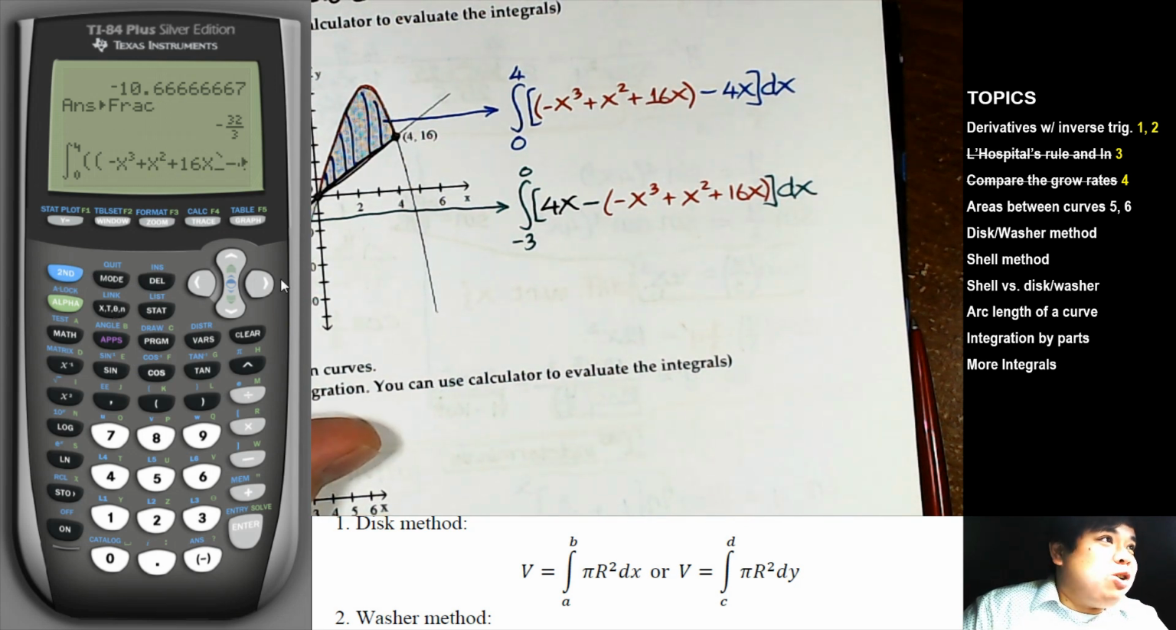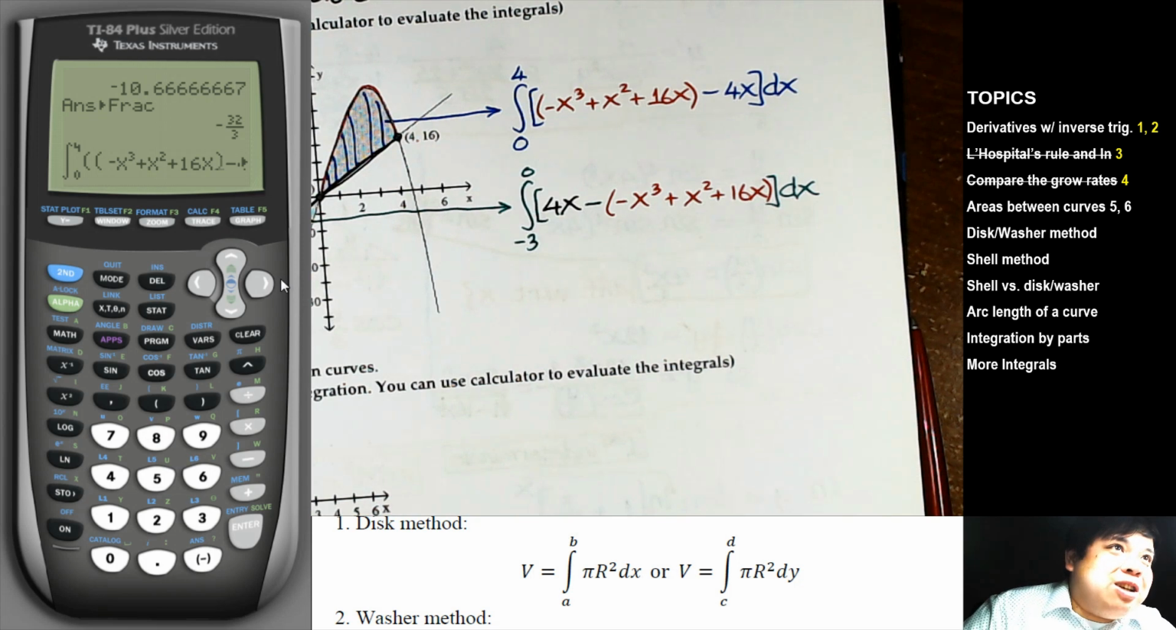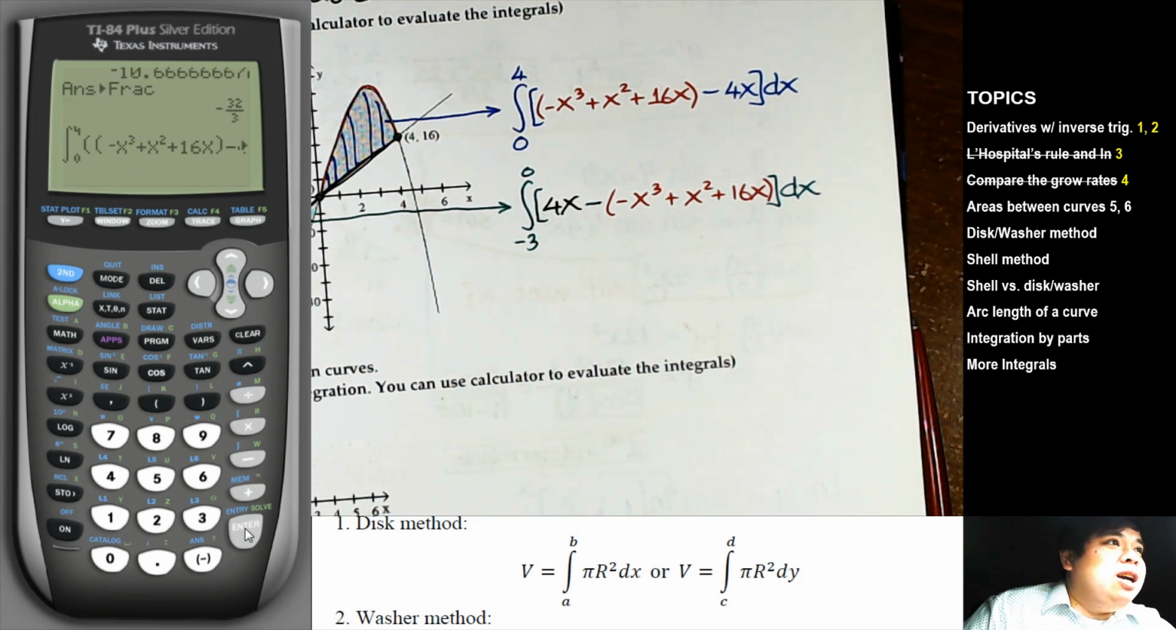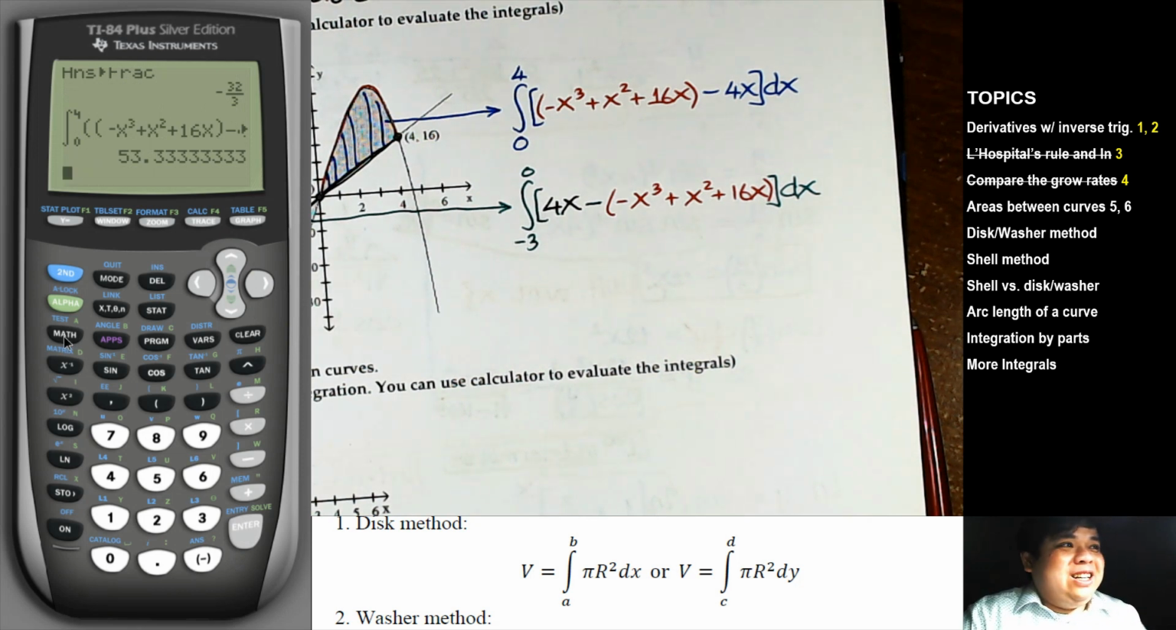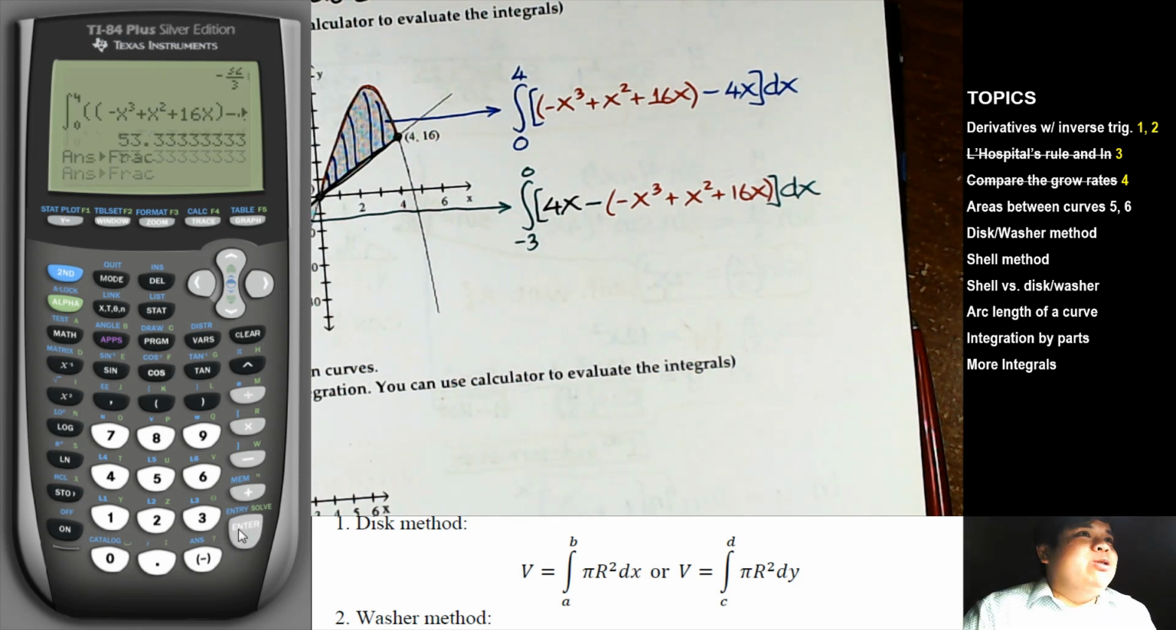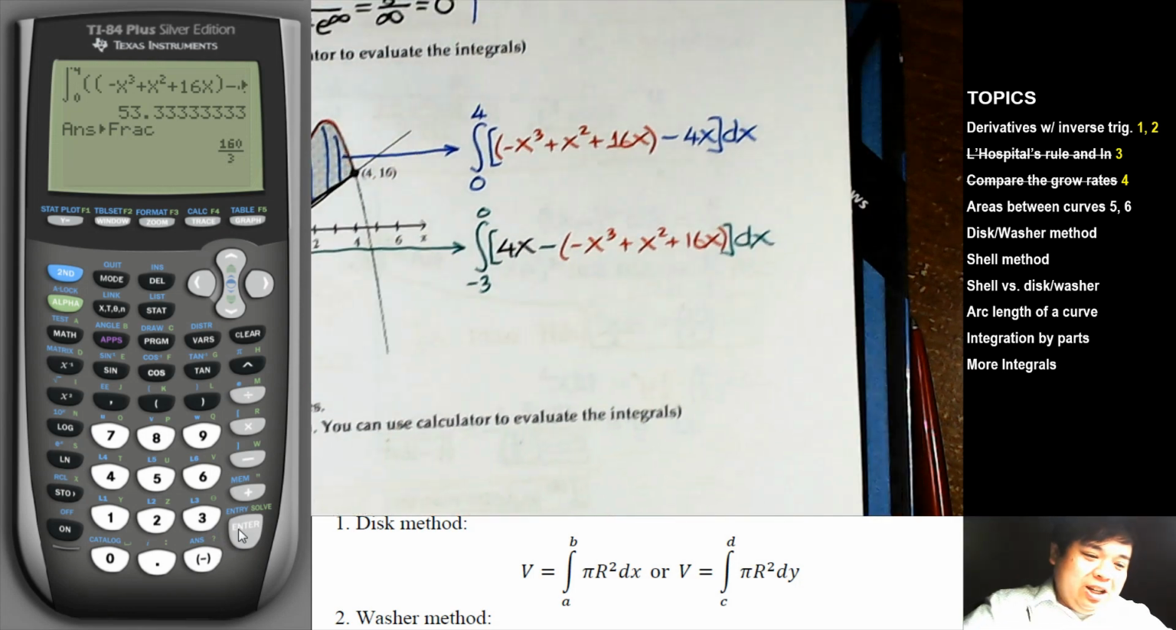And negative x cubed plus x squared plus 16x. Sorry, I entered it wrong. Minus 4x. Yeah, it should be positive. Convert to fraction. Give us 160 over 3. Sorry about that.